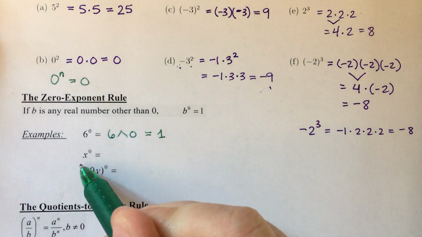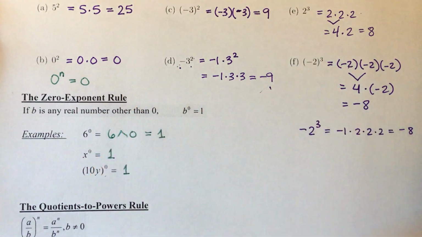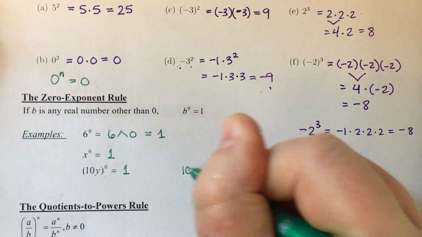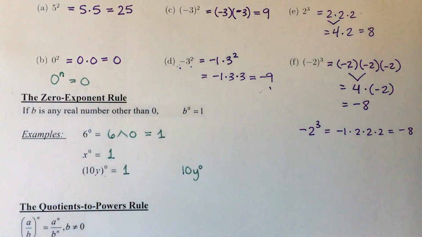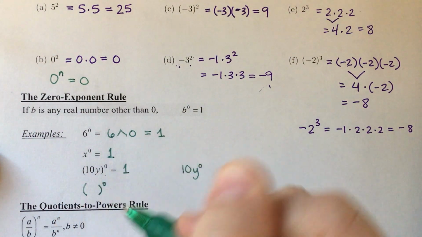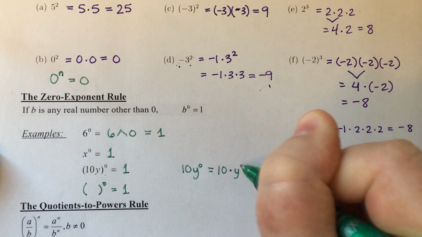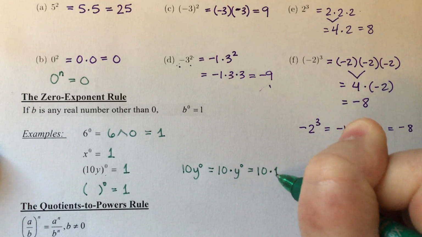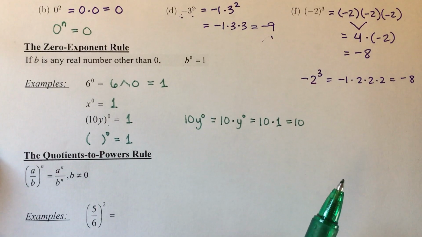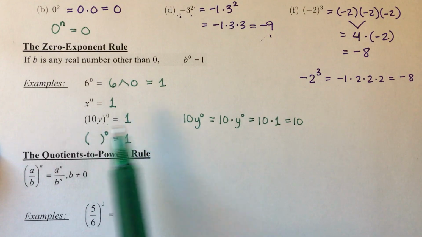So it doesn't matter what x is. x to the 0 power, that's going to equal 1. (10y) to the 0 power, that equals 1. But let's talk about what happens if there's no parentheses here. 10y to the 0, like that. Because with parentheses, anything to the 0 power is 1, but without, this is the same as 10 times y to the 0, or 10 times 1, which is 10. So we really got to pay attention to parentheses when we're dealing with exponents, or really when we're dealing with anything in algebra. Parentheses change the order of operations.